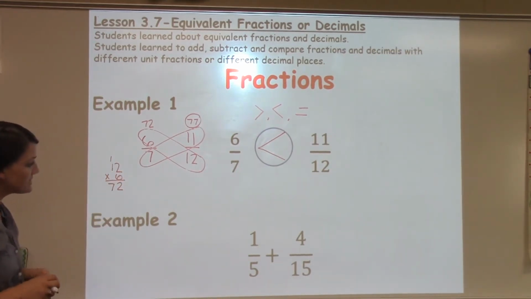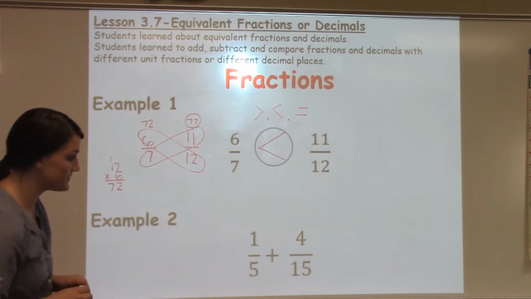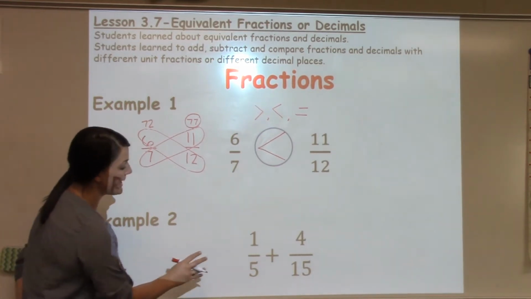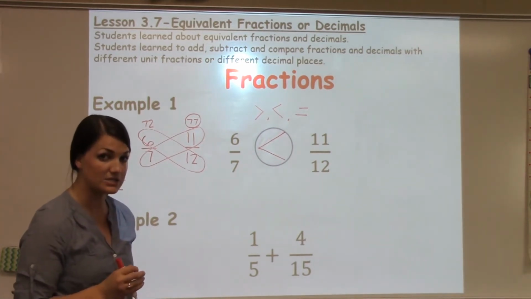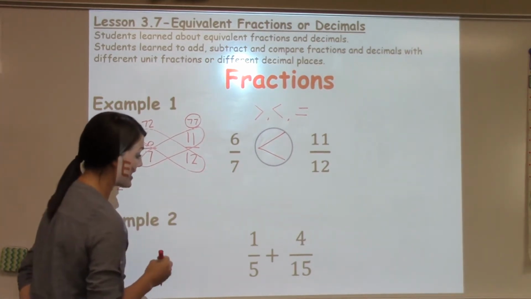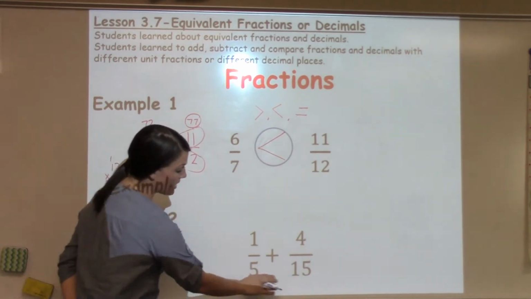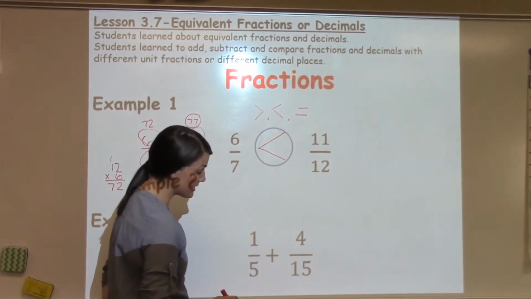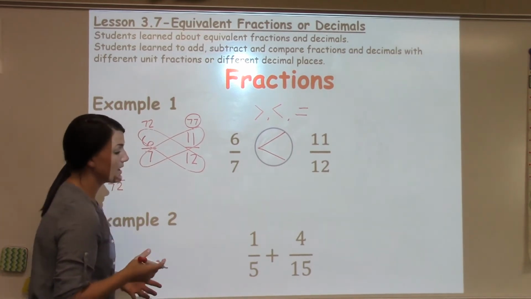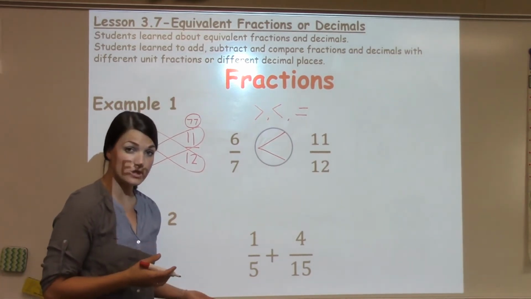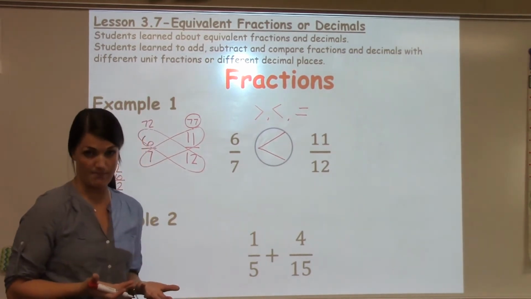The next example says 1/5 plus 4/15. So we know that anytime we are adding or subtracting fractions, we have to make the denominators the same before we can add or subtract. So right now our denominators are not the same, so we're going to have to use a strategy to make them the same. One strategy that I like to encourage students to look for is look for the shortcut method.